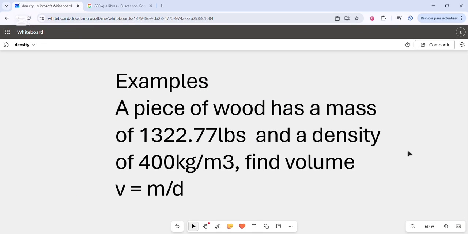Here we have another example that says, a piece of wood has a mass of 1322.77 pounds and a density of 400 kilograms per cubic meter.